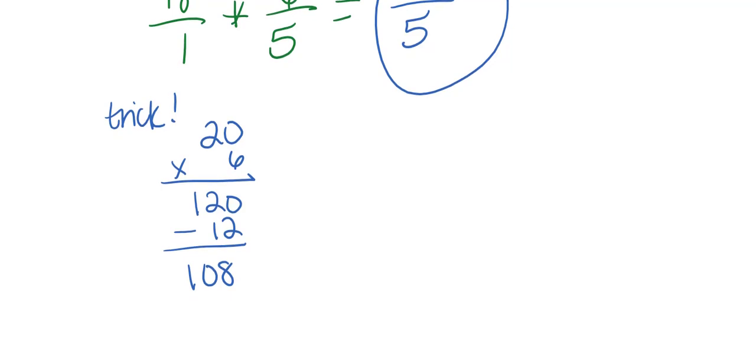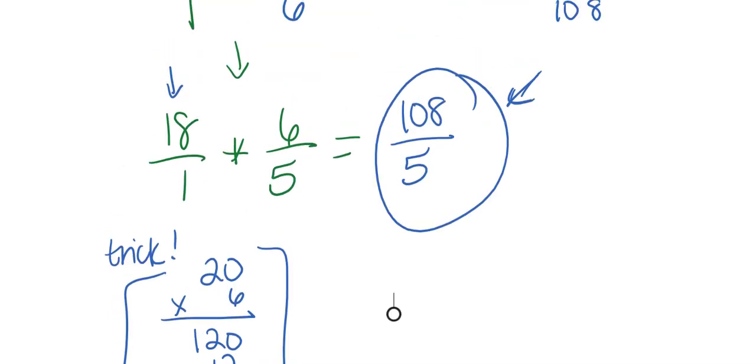Sometimes people can just do this mentally in their head, or it's a way to also double check to make sure your answer is logically making sense. Because 20 times 6 should be close to this 18 times 6. And so that's just a way you can do it in your head just to make sure you're on the right path.